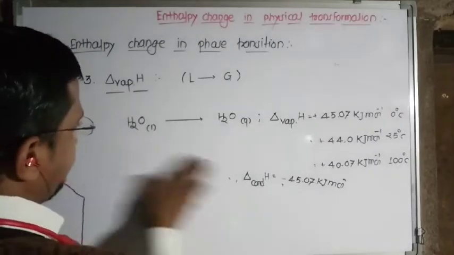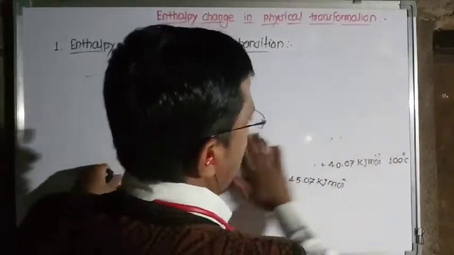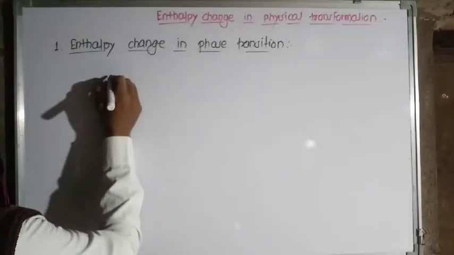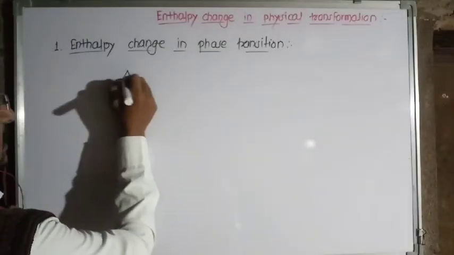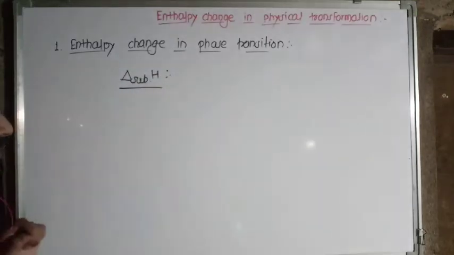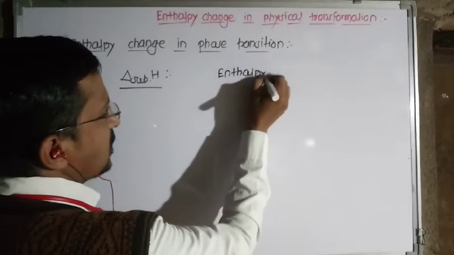The next point in phase transition, and it is the last point in phase transition, is the enthalpy of sublimation, delta sub H, enthalpy of sublimation. So as far as enthalpy of sublimation is concerned.